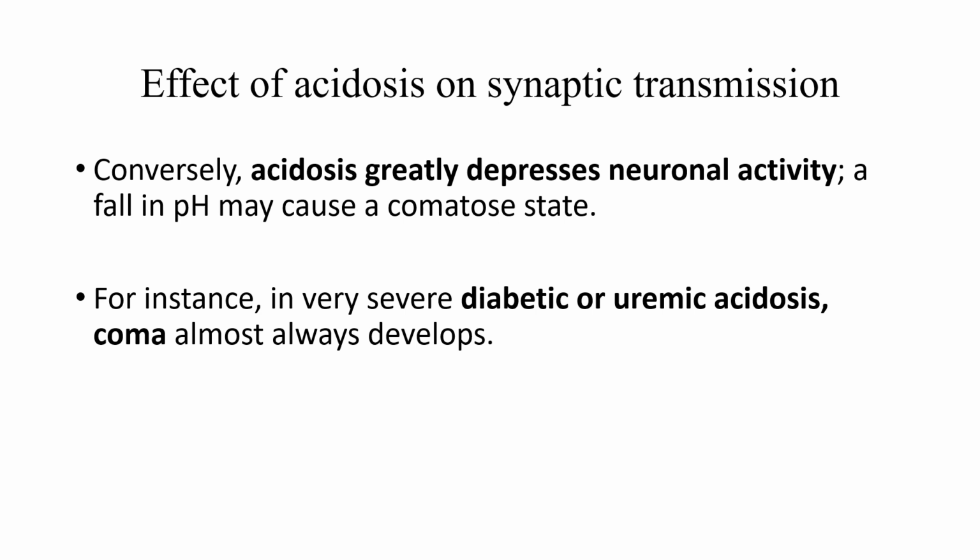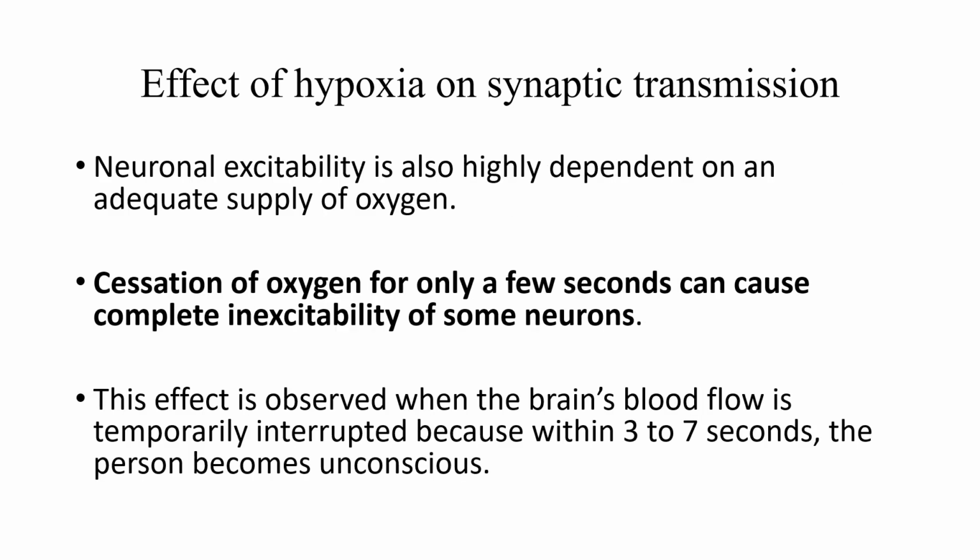On the other hand, acidosis can depress the neuronal activity. For example, in patients with diabetes, when they have diabetic ketoacidosis, that will result in coma or neuronal depression in those patients because of changes in the pH. Normal levels of oxygen are important to maintain neuronal excitability, so any cause of hypoxia that decreases the oxygen supply to the brain can interrupt the function and result in coma or unconsciousness.